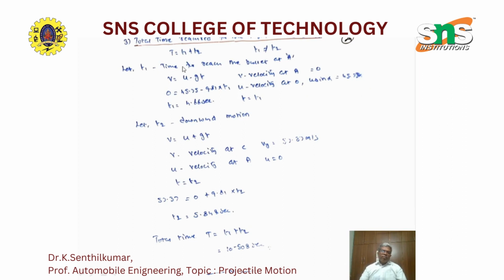And the total time is equal to T1 plus T2, where T1 is not equal to T2 because these two times need not be the same. Hence, we need to find T1 and T2. So, let me see first T1.